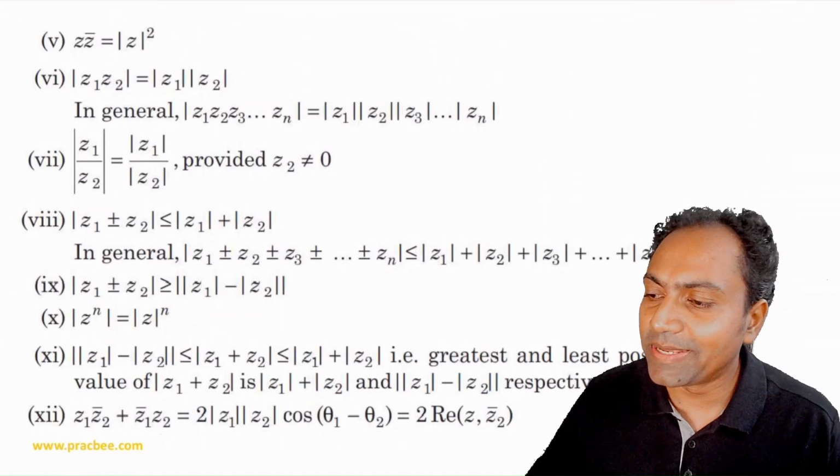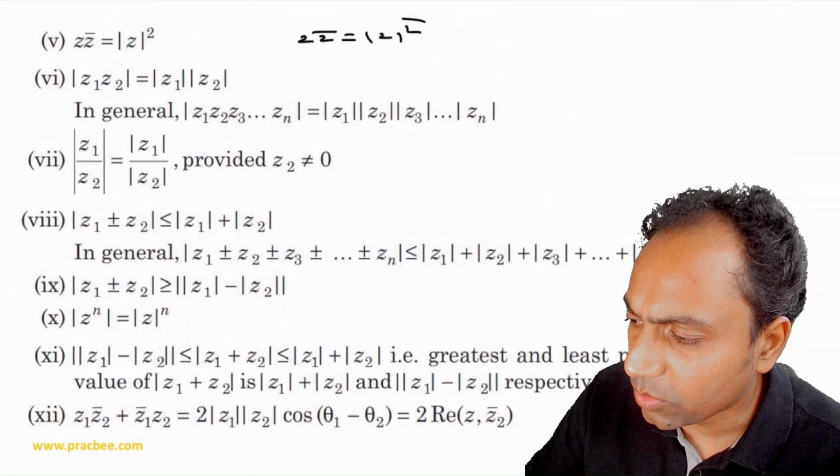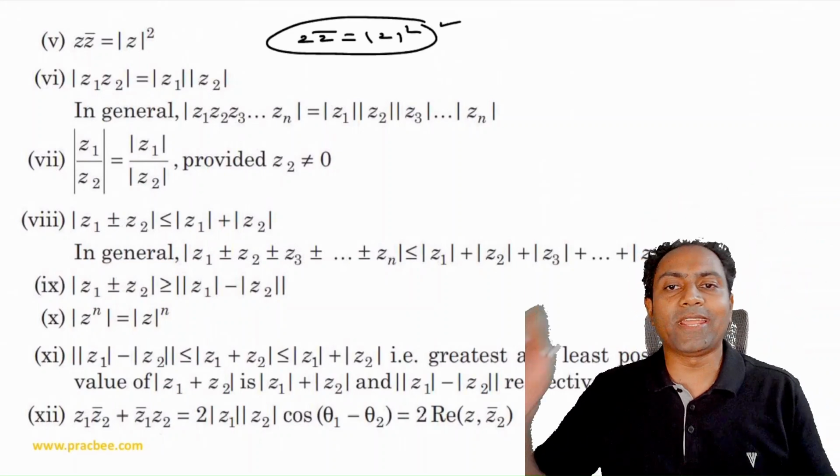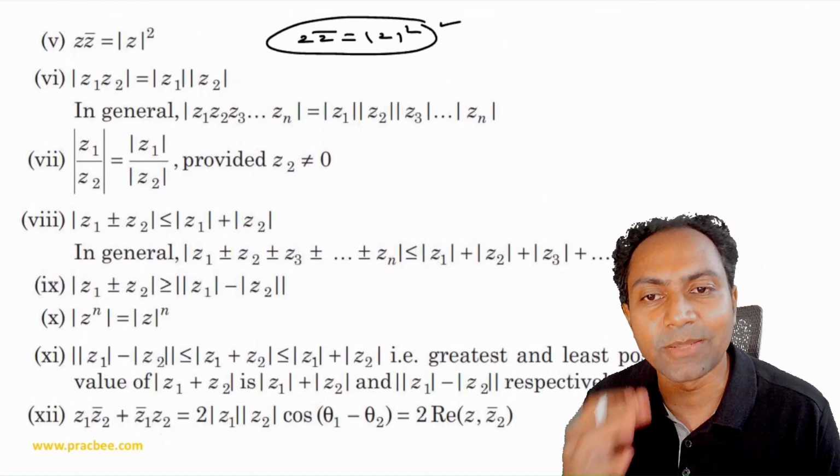Next important property, which we have already done when we did conjugate, is that z z bar is equal to mod of z whole square. This is a very important rule to take mod into the realm of conjugate, and from there apply the properties of conjugate and simplify it.